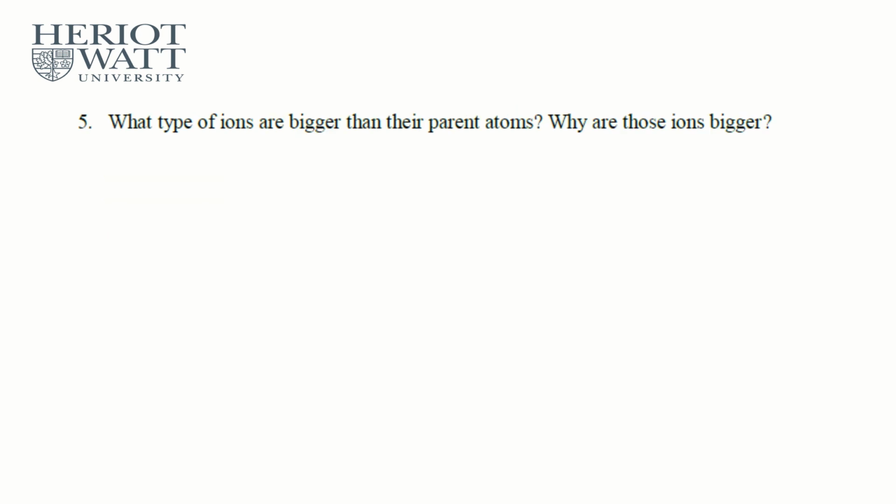Number 5. Now, what type of ions are bigger than their parent atoms? Why are those ions bigger? How many types of ions do we have? We have 2 main categories: cations and anions. Cations are positive ions. Anions are negatively charged ions. So let's explain one by one.